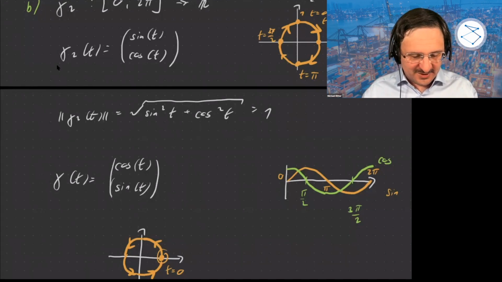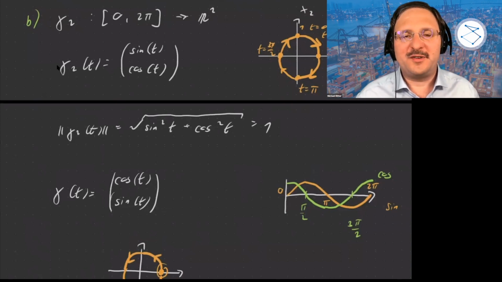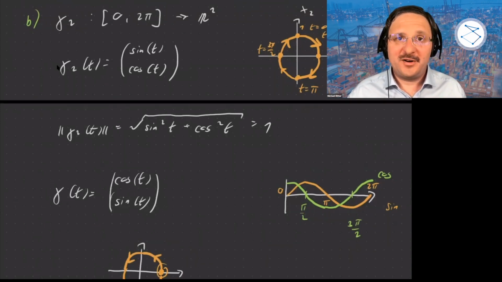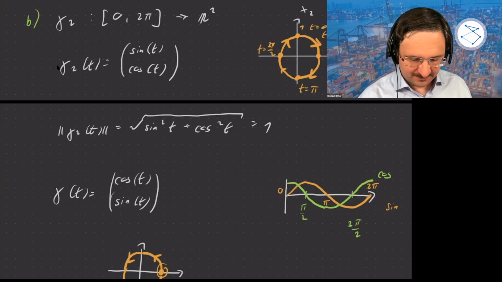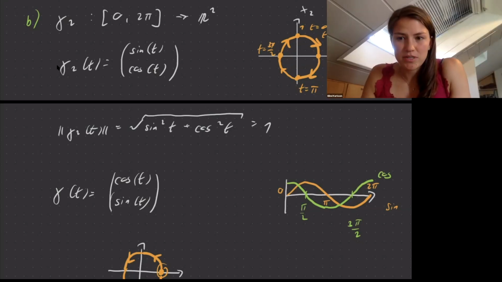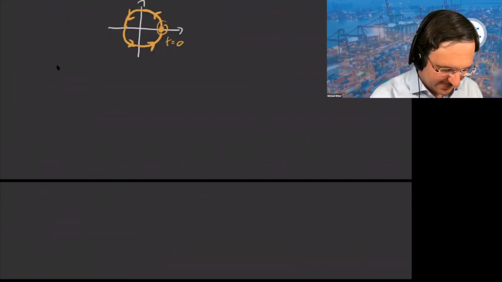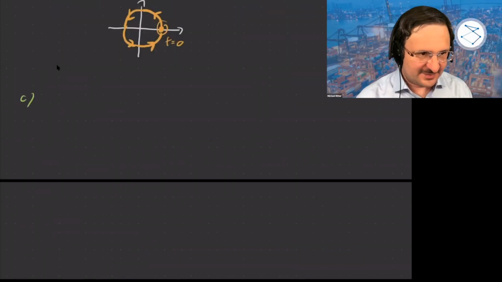So to give you an idea of how you could come up with different parameterizations of basically the same thing. Questions about this one? Nope, no questions. Wonderful. So let's add C. That's an easy last step here.